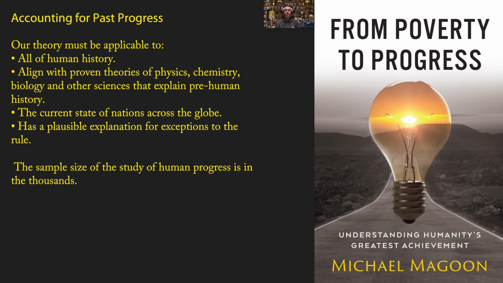To account for past progress, we need a theory that covers all of human history, aligns with proven theories of physics, chemistry, biology, and other sciences that explain pre-human history. It also explains the current state of nations across the globe and has a plausible explanation for exceptions to the rule. Typically, most theories of economic growth focus very much on what is going on today, looking at a specific country or a region, or looking at a specific time period.